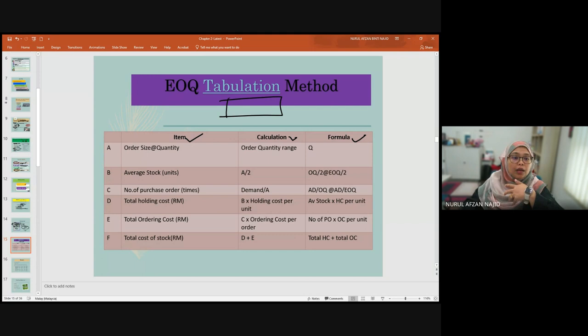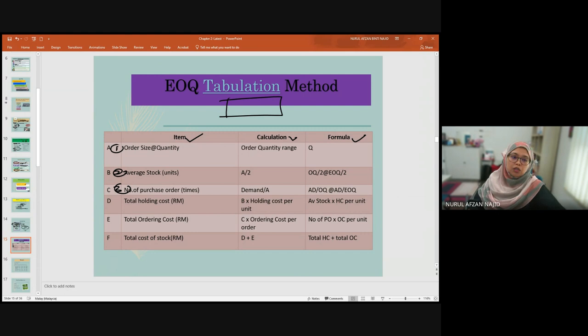Contoh yang pertama, item dia ni order size, average, number of purchase, total holding, total ordering, total cost ni dia mesti sequence. Dia tak boleh tiba-tiba average stock dekat atas. Tak boleh. Nanti dia akan jadi salah bila you nak dapatkan total cost of stock. So dia kena start nombor satu order size, nombor dua average, nombor tiga number of purchase order dan seterusnya. Mesti sequence. Dia tak boleh order size dekat bawah sekali, average stock yang first dulu tak jadi. So nanti dia tak akan jadi total cost of stock tu.